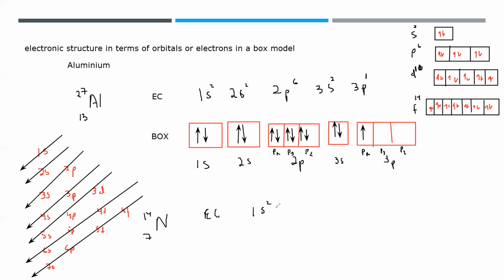So 1s2 will be there, then 2s2, then it will go to 2p. Maximum p can have 6, but we are not left with 6. We have to arrange only 7 electrons. So that's why it will be 2p3. And when we represent electron in a box model, so 1s, 2s, 2p.